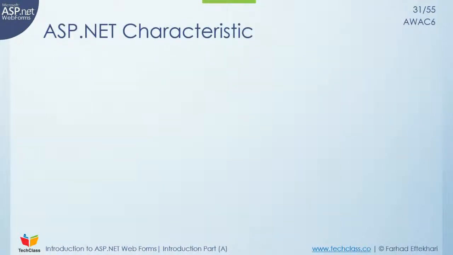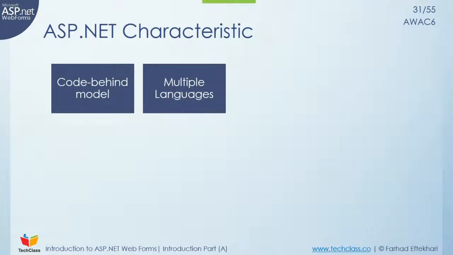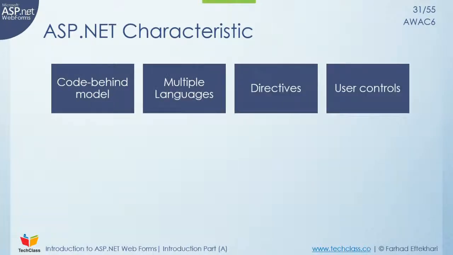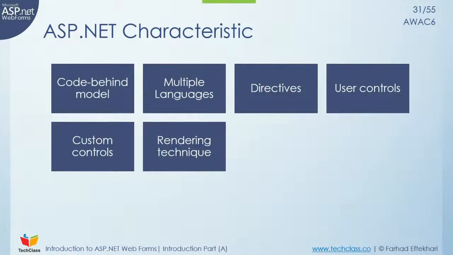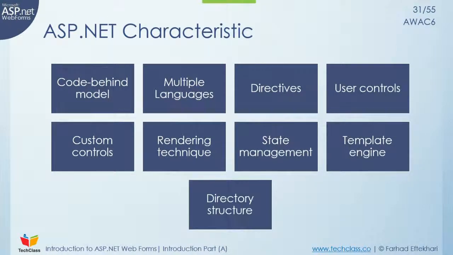There are some characteristics which are unique to ASP.NET, and they make ASP.NET very powerful compared to the classic edition of ASP, which existed before 2002. There is the code behind model, multiple languages, directives, user controls, custom controls, rendering techniques, state management, template engine, and directory structure, which later we're going to get more familiar with, each of them.